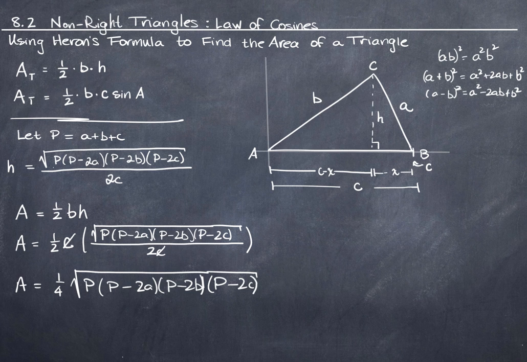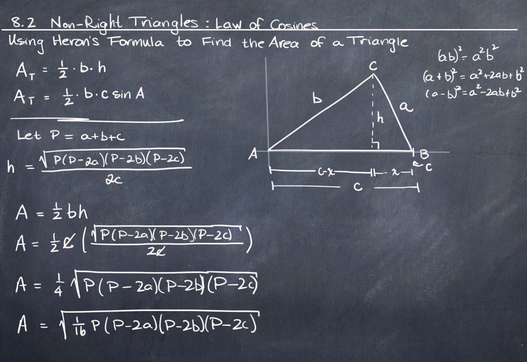It would be nice, I think, if this 1/4 was inside the square root as well. Actually, I don't really care, but the way the formula is actually written, we're going to need that. If the 1/4 is outside the square root, then in order to take the square root of something and get 1/4, you have to square it when you put it back in. So this becomes A equals the square root of 1/16 times P minus 2A times P minus 2B times P minus 2C.